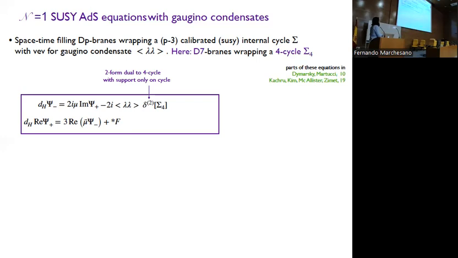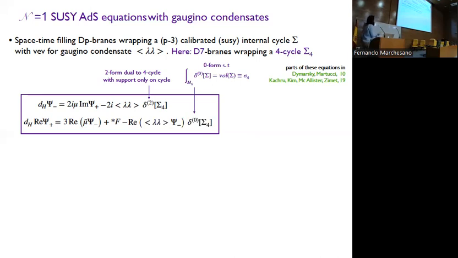So the first equation gets modified by this gaugino bilinear and some delta function that has support on the cycle. And this is a two form, so delta 2 is a two form, which is dual to the four cycle. It's Poincaré dual to the four cycle. And we have this expression. So this is for the 7-branes, but we wrote this expression for any D(p) brane, type IIA, type IIB, everything.